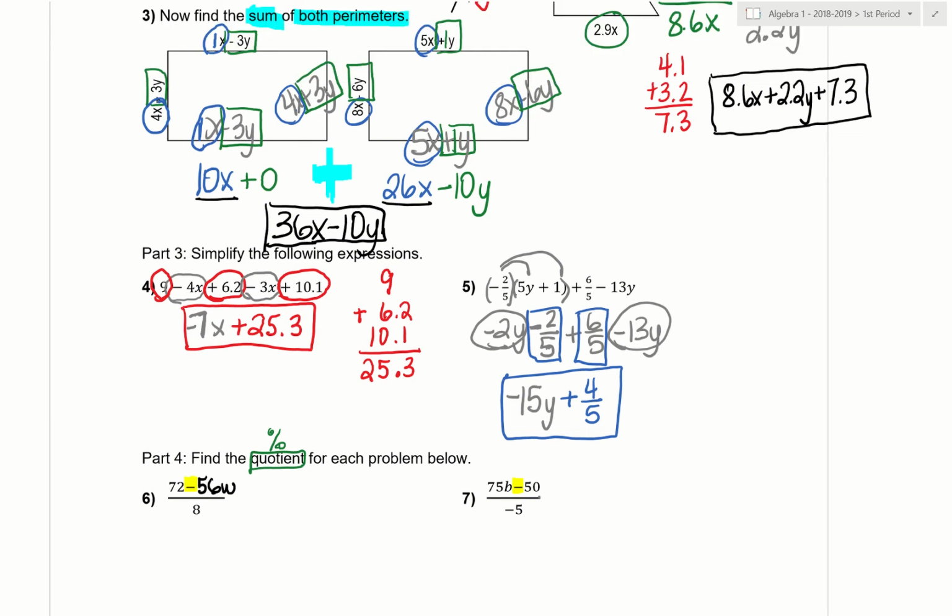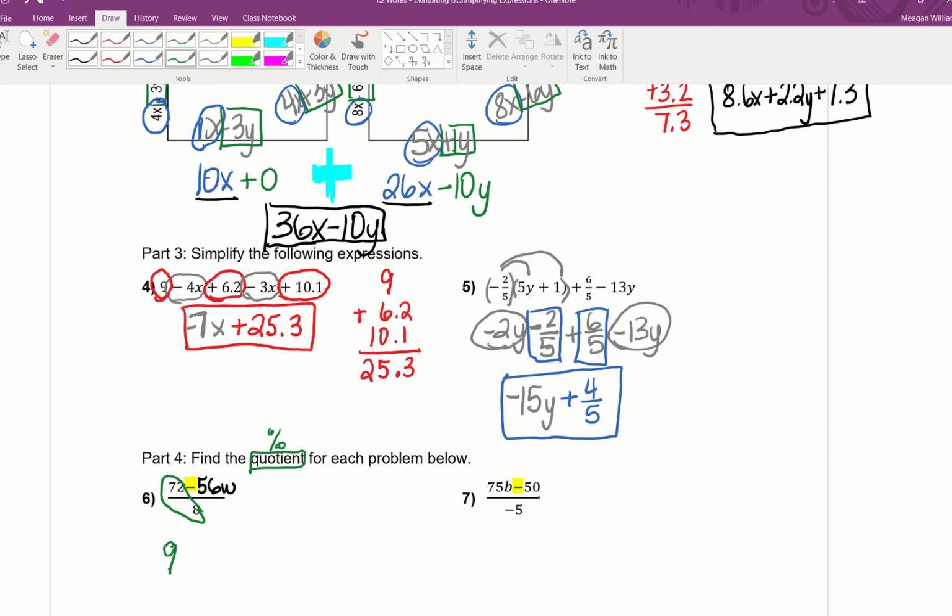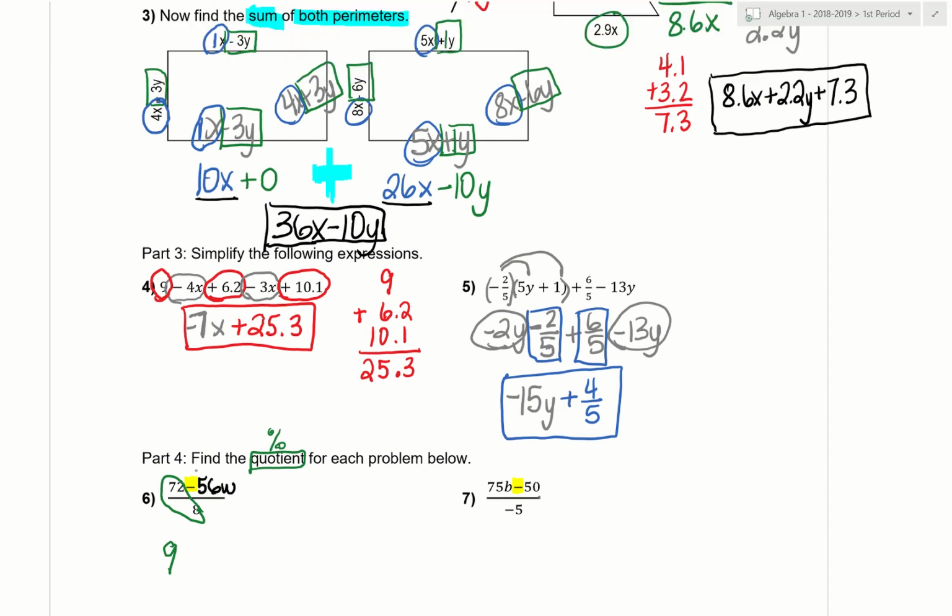So Coach Williams calls this "don't break my heart." Whenever you see a minus sign in the middle or an addition sign in the middle, that means you got to do this part first. 72 divided by 8, which happens to be 9. And then you do the second part, which is the second part of the heart, which is negative 56W divided by 8. I believe that's negative 7. But don't forget the W. Don't leave the W behind.